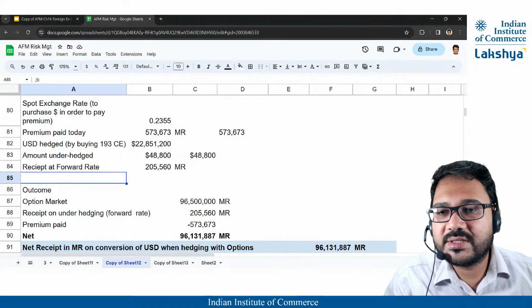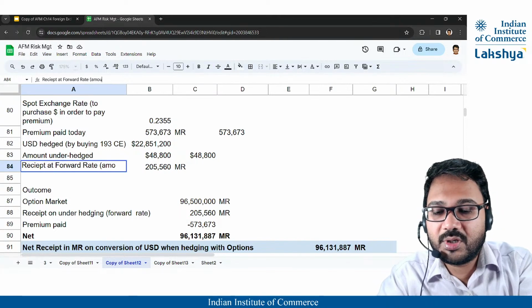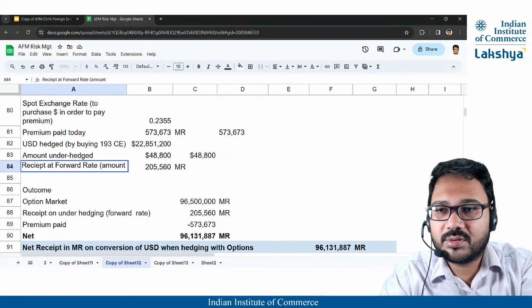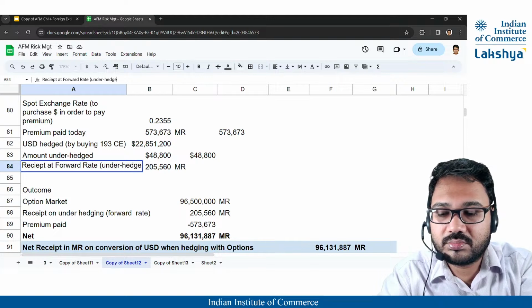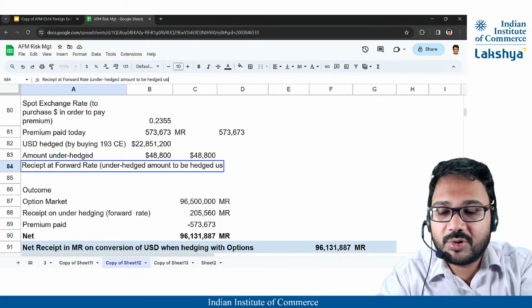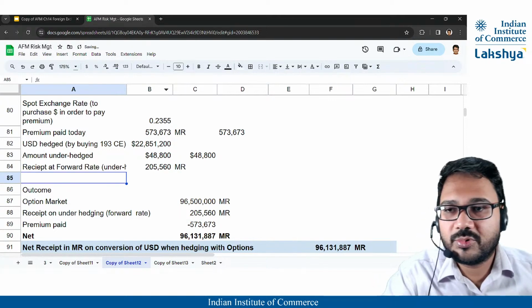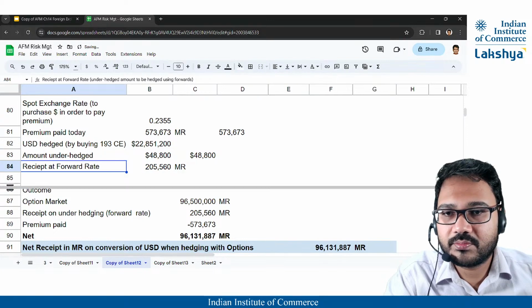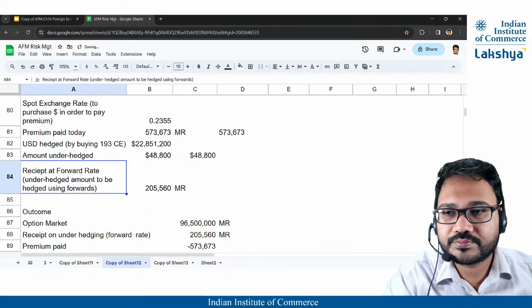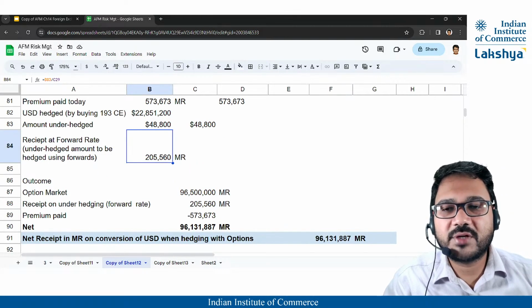You can also write this as the under hedged amount to be hedged using forwards. So from forward contracts, you are going to receive 205,000 MR.